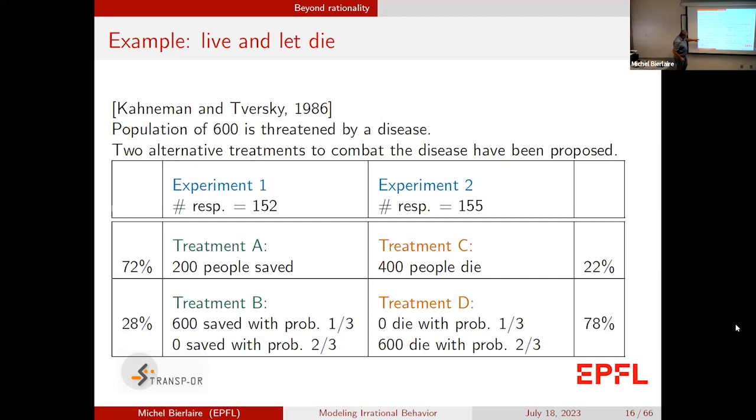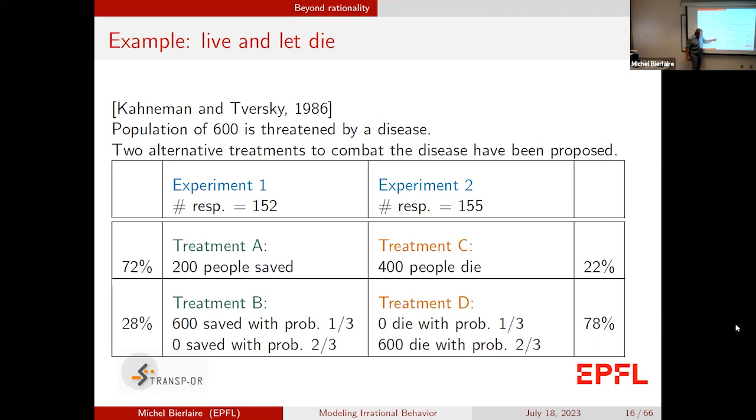In the first experiment, the first treatment is described as follows. If we apply this treatment, 200 people will be saved. And if you apply the second treatment, you will save everybody with probability 1/3, or nobody with probability 2/3. So as you are all mathematicians, you realize that in expectation, it's exactly the same. There is no difference. Basically the difference between A and B is the probabilistic nature of the treatment. Here it's a deterministic one. And actually, when you present it like this, most people will select the deterministic version of the treatment.